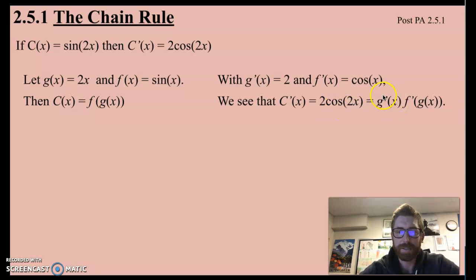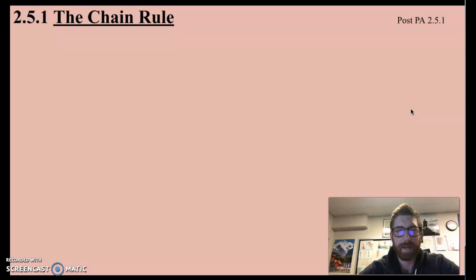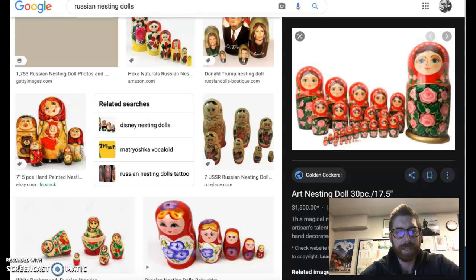So then we can see that c prime of x equals 2 cosine 2x. It's the derivative of the inside times the derivative of the outside. Make sure that you leave that g of x alone, right? It's the derivative of the outside times the derivative of the inside. Chain rule. If that was a little tough for you, don't worry, because we have these things right here.